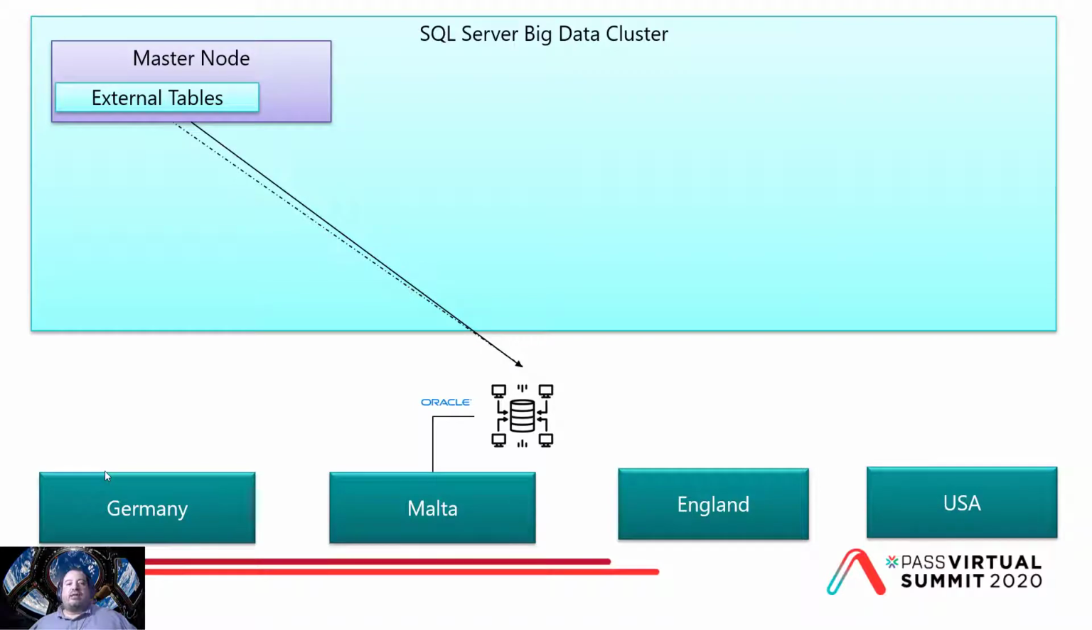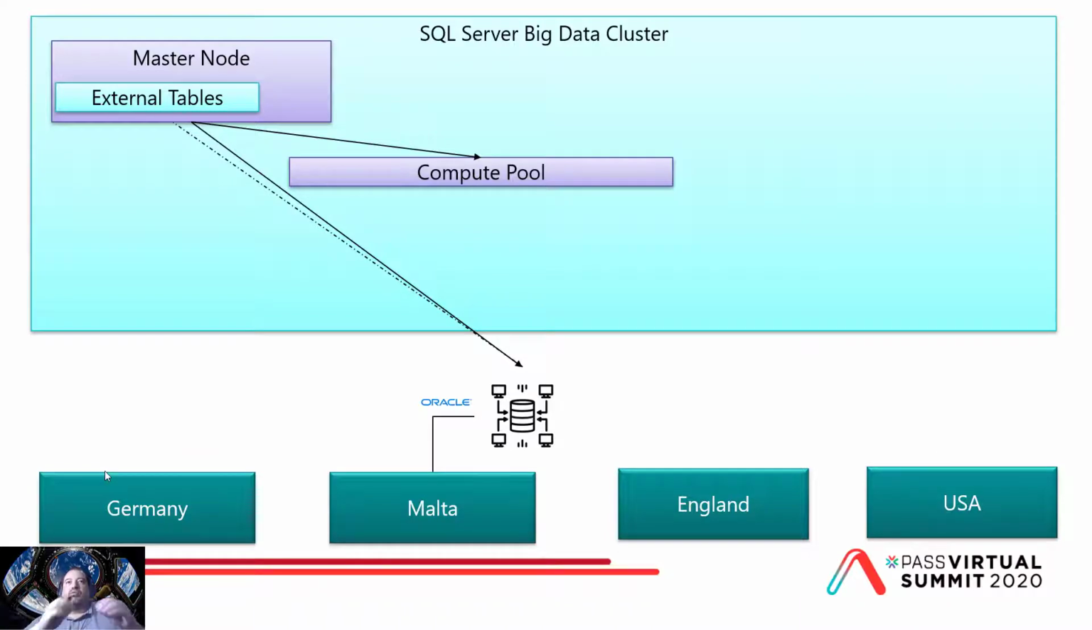And the master will decide if it will send the query directly to the external point, in this example the Oracle in Malta, or if the master decides the work is too much, it can send the job to a compute pool inside the big data cluster, which will break down the tasks among many compute nodes, and each compute node will contact the external side and make part of the request. So the request will be broken down on a cluster. And that's how we solve this for a data warehouse.